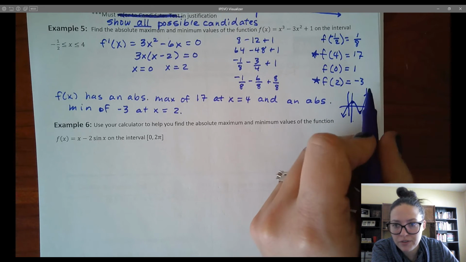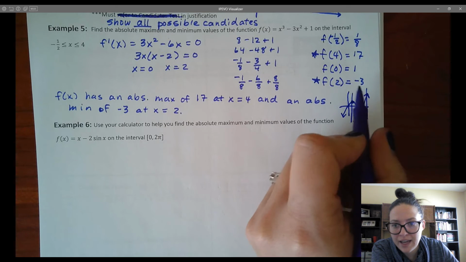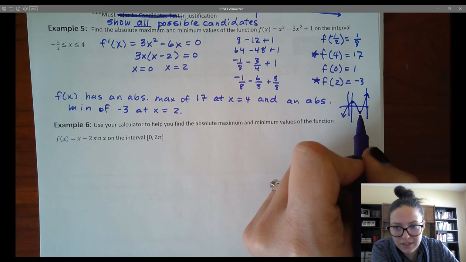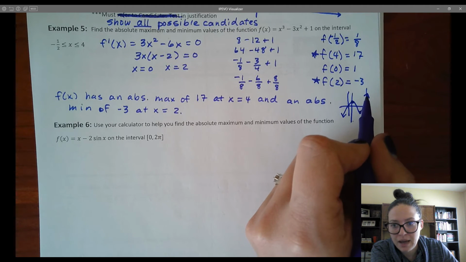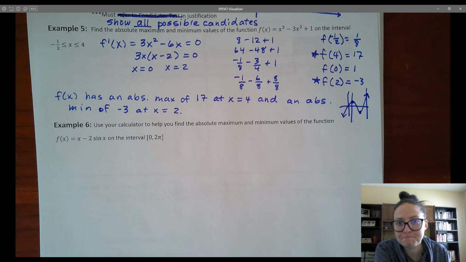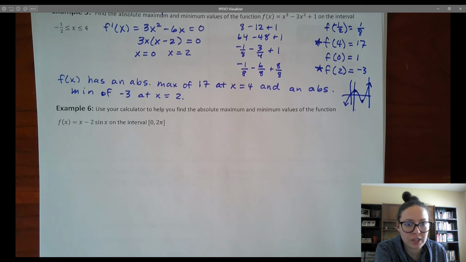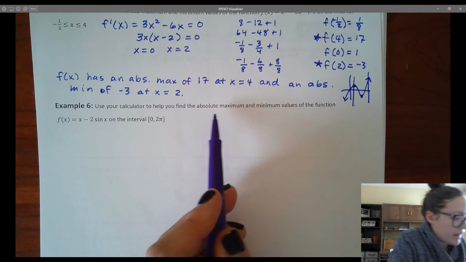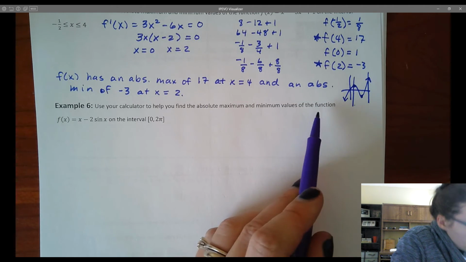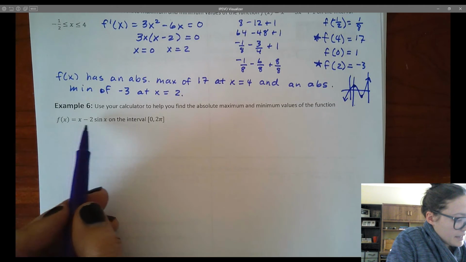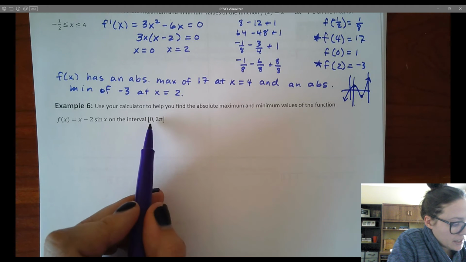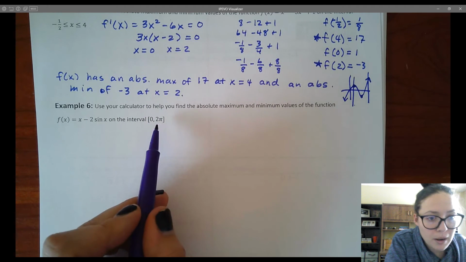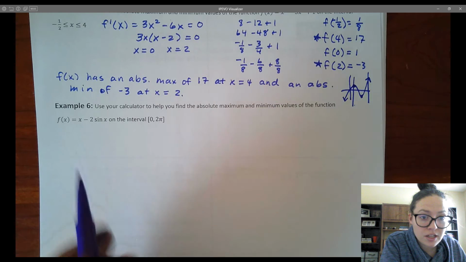All right, let's try one more example. Use your calculator to help you find the absolute maximum and minimum values of the function x minus 2 sine x on the interval 0 to 2 pi. Okay, so again, absolute means I need to check all candidates. So I know I'm going to have to check f of 0 and f of 2 pi. And let's just do that right now.